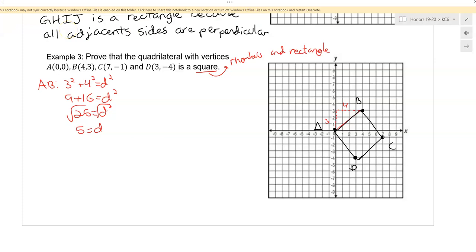I'll do the opposite side. Again, I'm always doing my rise first and then my run, simply for the slope that comes later, right? So from D to C, we have 3 squared plus 4 squared. Good, same distance.